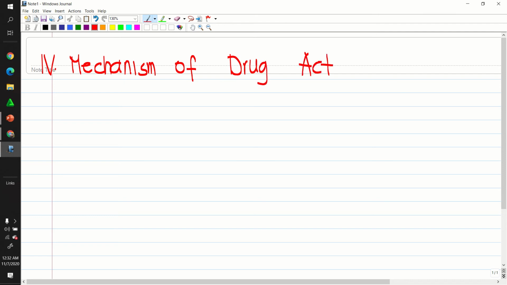Okay, let's discuss now part 4 of your pharmacodynamics, which is the mechanism of drug action. Drugs act by binding to receptors. Binding of the drug may activate the receptor to produce a response, or it may inactivate a receptor, so they are blocking the response. We have the concept of your agonist and your antagonist.